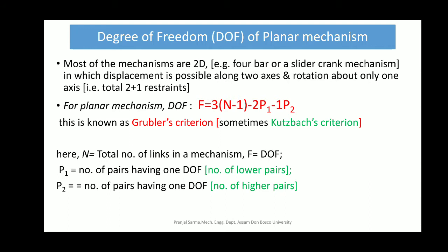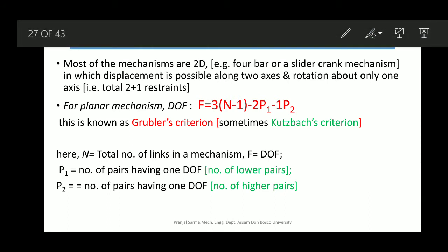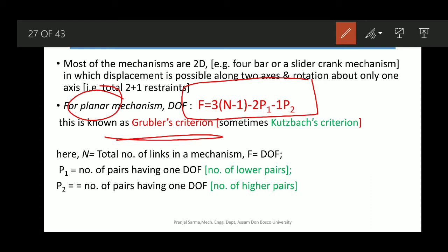Now for planar mechanism, the previous expression gets reduced to this particular expression: F equal to 3 times (n minus 1) minus 2p1 minus p2. This relationship is known as Grubler's criteria to find out the degree of freedom of planar mechanism, or sometimes also known as Kutzbach equation, or Kutzbach criteria. Just like the previous case, here n means the total number of links, F is nothing but the degree of freedom, DOF, and p1 is the number of pairs having 1 degree of freedom.